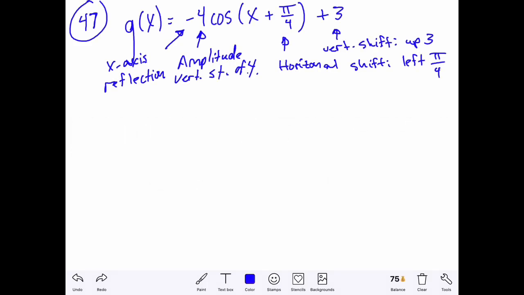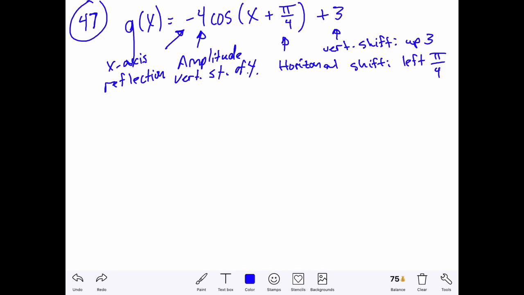Okay, so let's put it all together. Let's graph this cosine graph. And then let's do multiple periods with it too, to see that we can construct multiple periods. Okay, so I went ahead and labeled all my transformations.